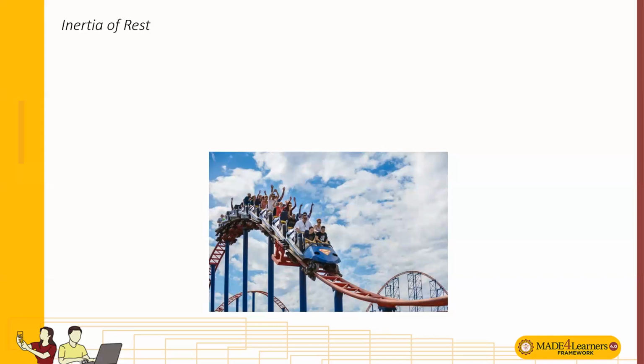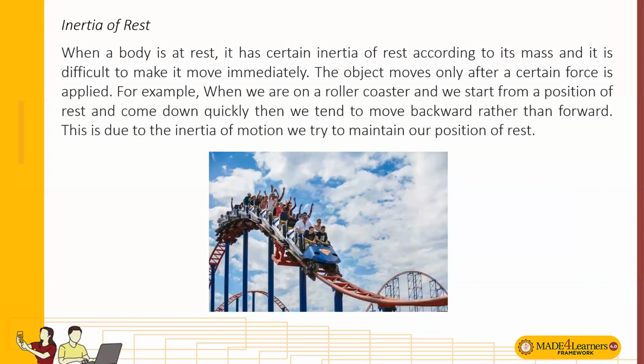Since there's a sudden change in the velocity, in the motion of the roller coaster, the tendency is, initially it's at rest. So once the roller coaster moves downward, the persons riding will tend to move their bodies backward, back to the original position or direction, which is at the highest point.